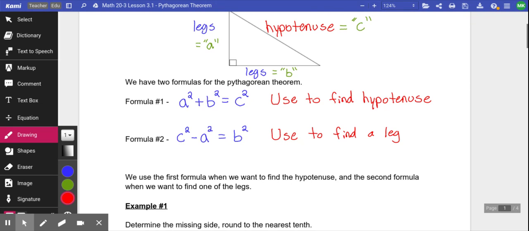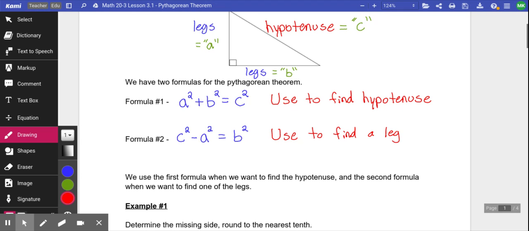Even if it's smaller than A? That's a good point. So the hypotenuse, because it's always across from the 90, actually is always the biggest line. So no matter what, it'll be the biggest one, which is good to know too.